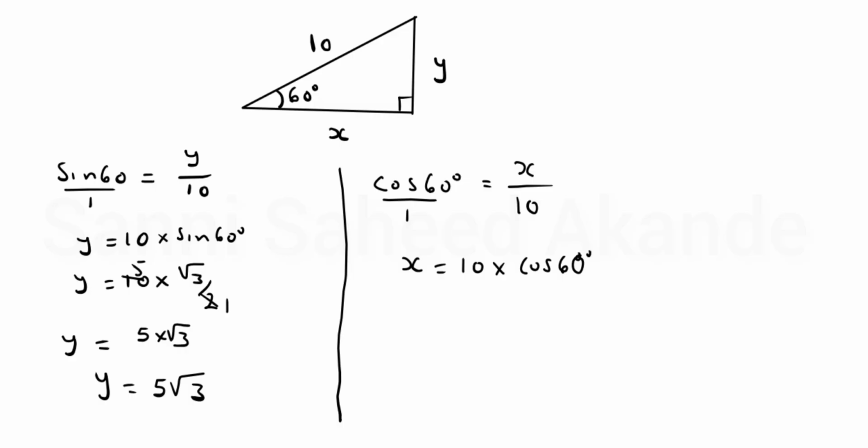Okay, so x is equal to 10 times cos 60 degrees, which from the special angles is 1 over 2. So we now have x is equal to 10 over 2, and 10 divided by 2 will give us 5. All right, let's take a look at another question.